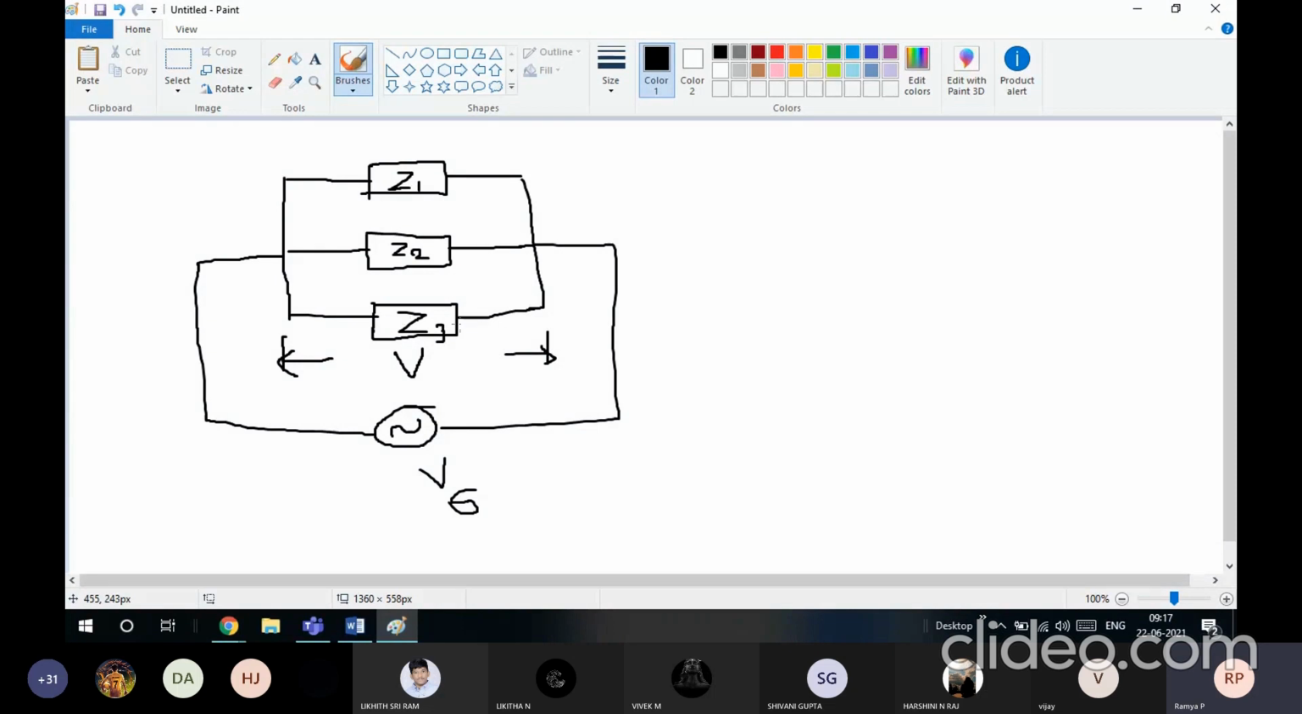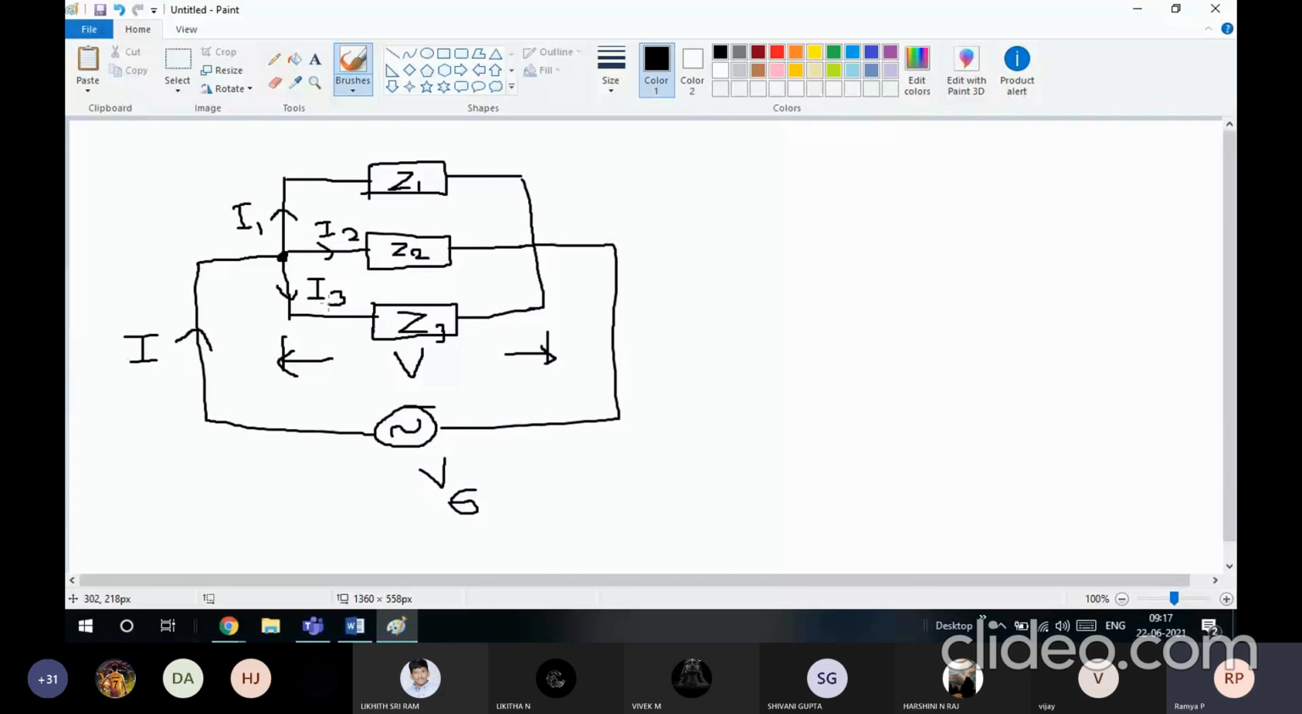Now coming to the current parameter. See my incoming current, the input current, I am going to take it as I. When it comes to this junction, as it is a parallel circuit here, what happens to the current? The current will split, ma'am. So my total current I will be split into three components: across Z1 it will be the current I1, across Z2 the current will be I2, and across Z3 the current will be I3. So these are my three currents.